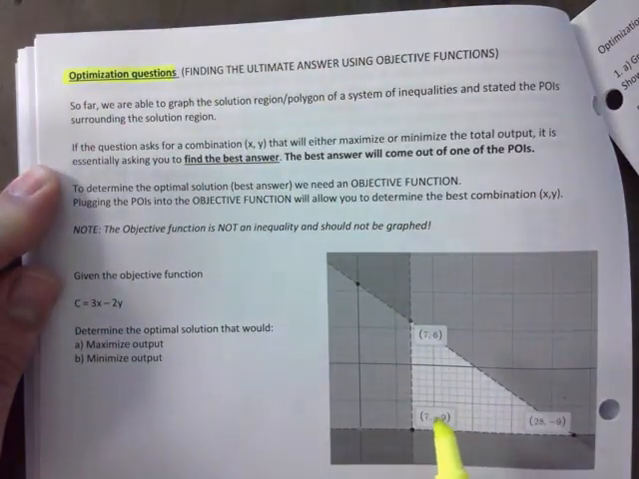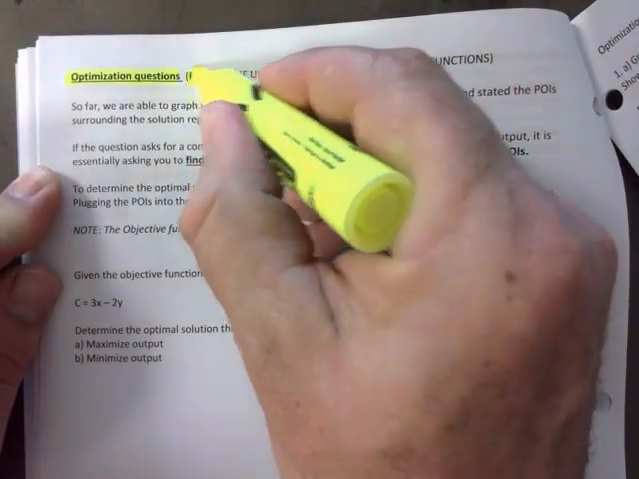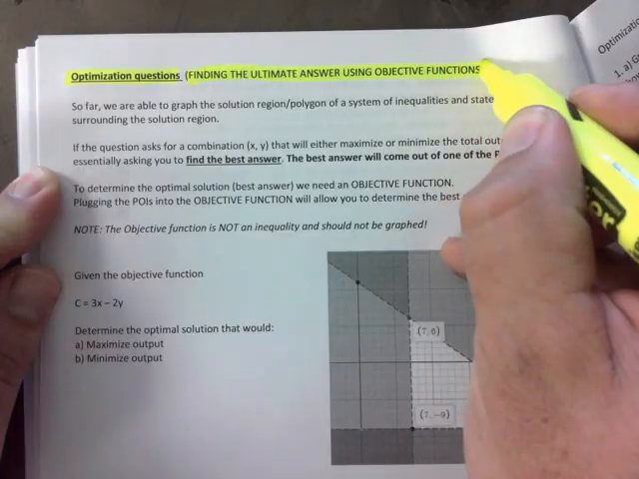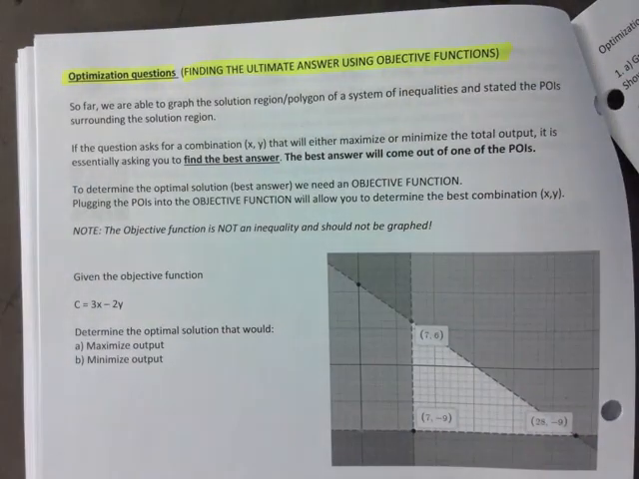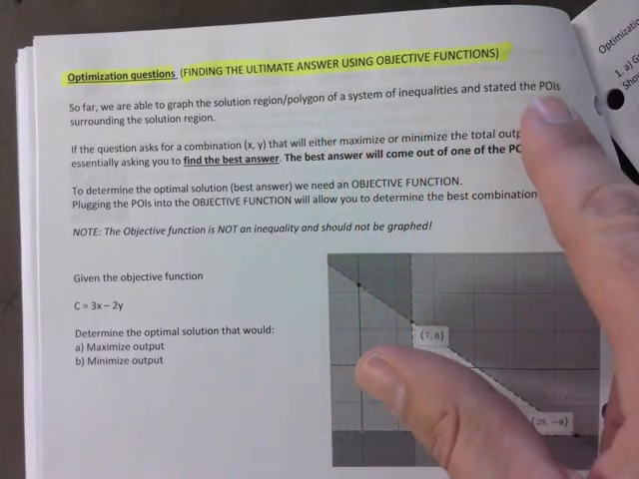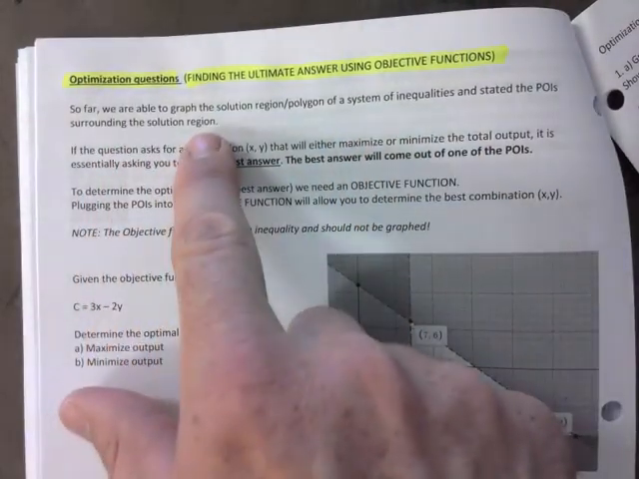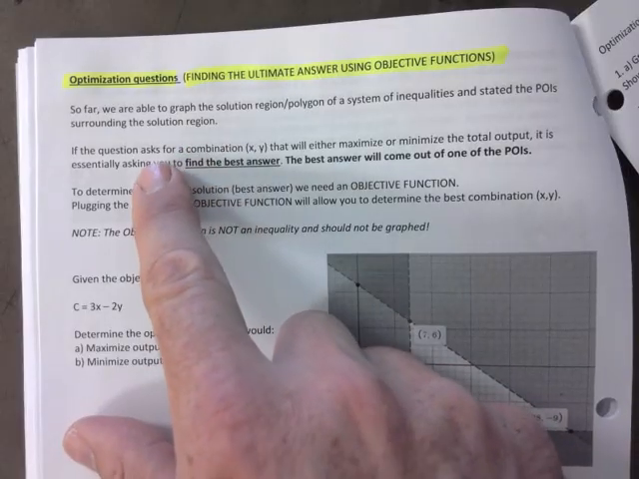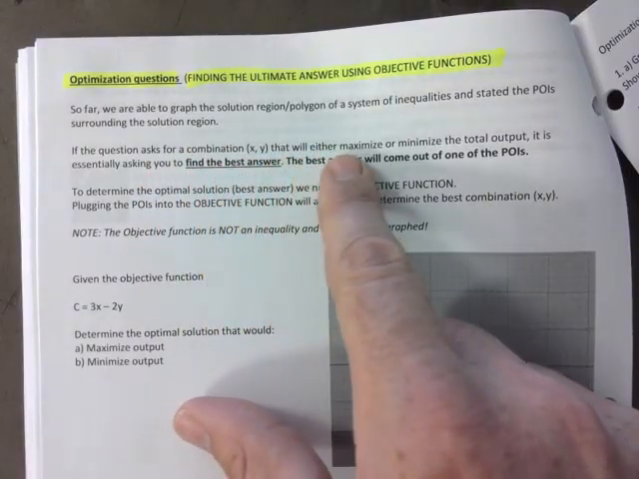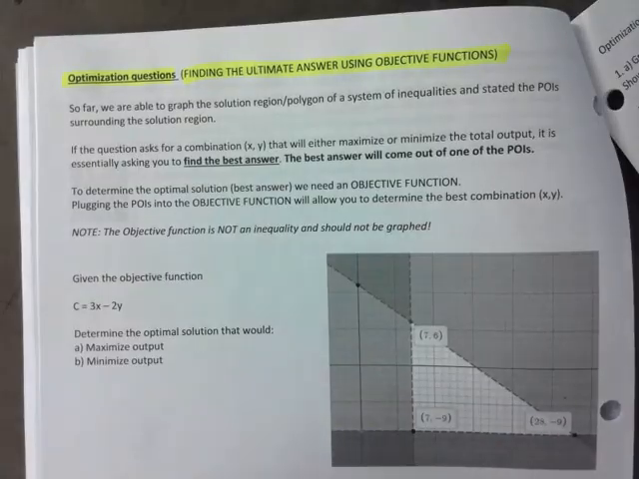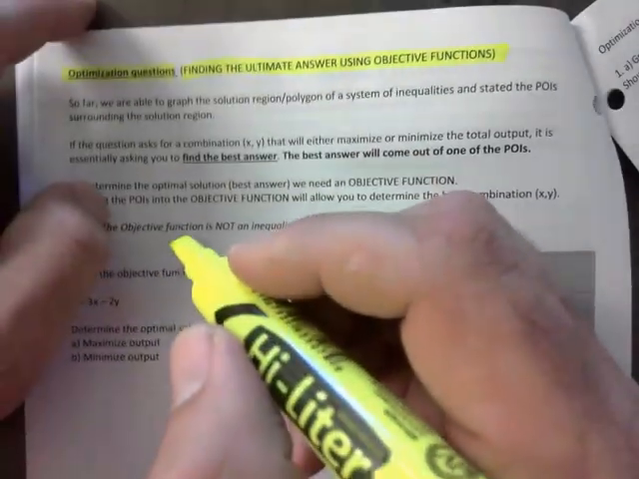Optimization questions. And what's the difference here? We're gonna find the ultimate answer using our objective functions. So far we were able to graph solution regions or polygons. We were stating the POIs surrounding the solution region. If the question asks for a combination that will either maximize or minimize, so here's the word. This is the new part.